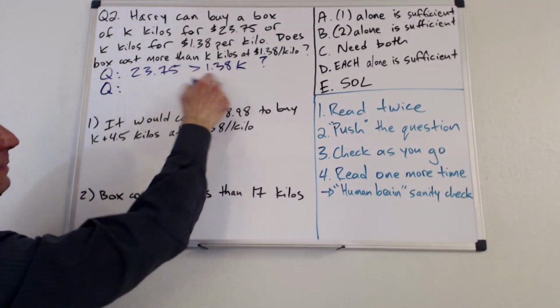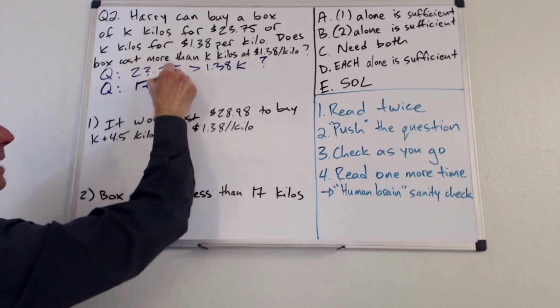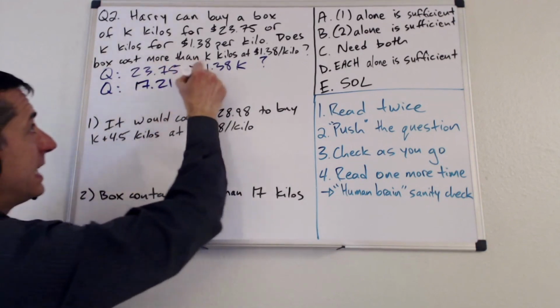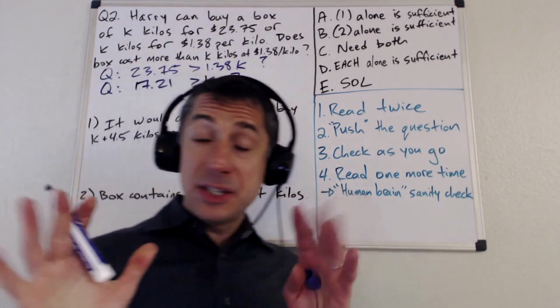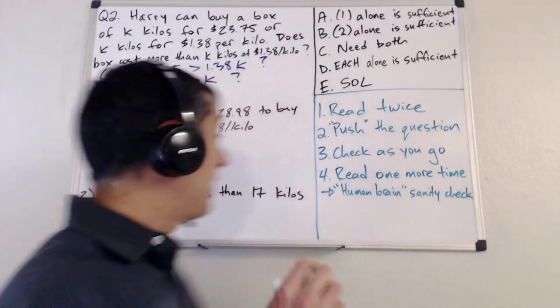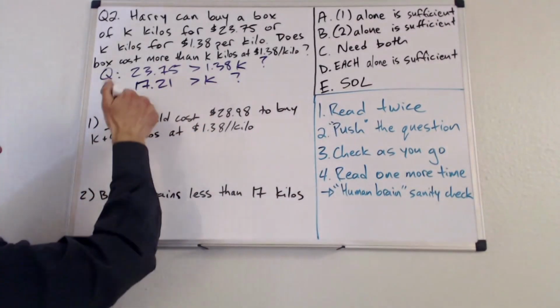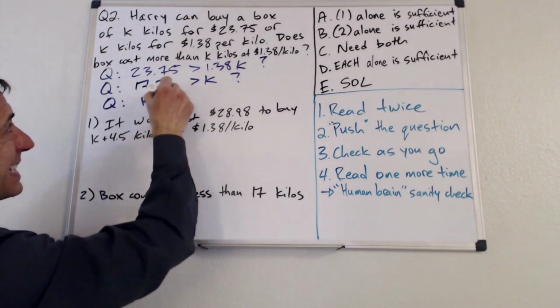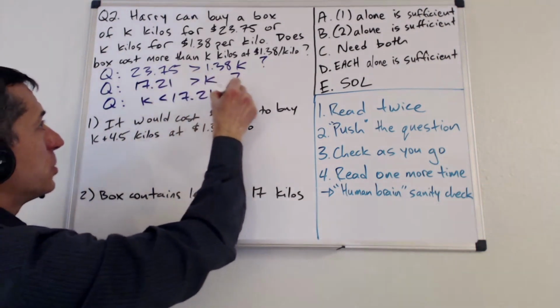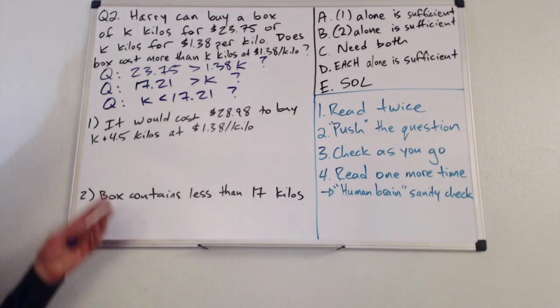I'm going to divide both sides by 1.38. I get about 17.21 here. Small thing that, again, personal taste, you don't have to do this. My personal taste, I find it easier to think about this if I've got the K on this side. I'm just going to rearrange it one more time for my brain. This is saying, is K less than 17.21? And that's my question. Does that actually make sense?